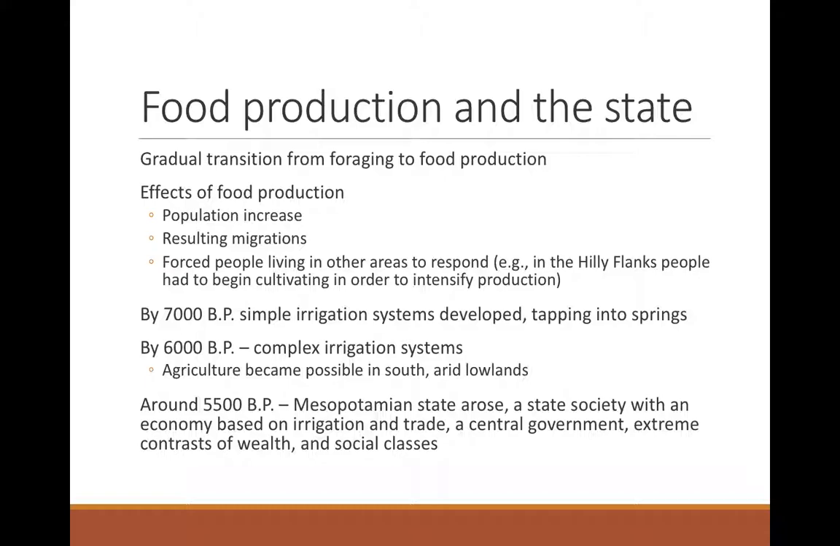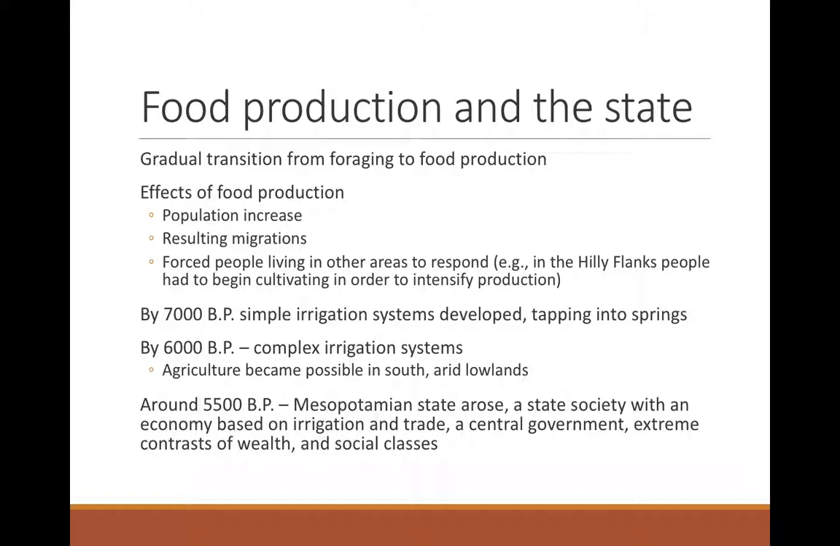By 7,000 years before present, we've got simple irrigation systems that help to move water, typically tapping into a river or a spring, and then using a system of ditches, acequias, etc., to bring that water to the plants. By 6,000 years before present, because of the increasing demands of ever increasing group sizes, we develop complex irrigation systems, and this allows agriculture to be an option for more southern arid lowlands. So agriculture becomes even more widespread, which forces more people to adopt agriculture.